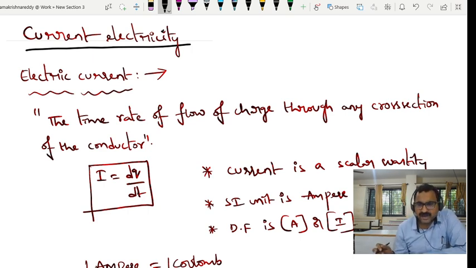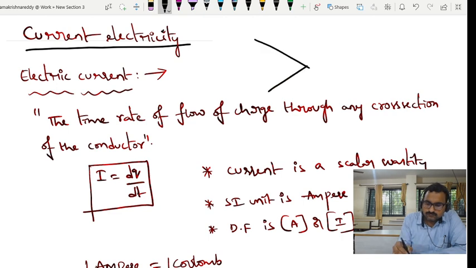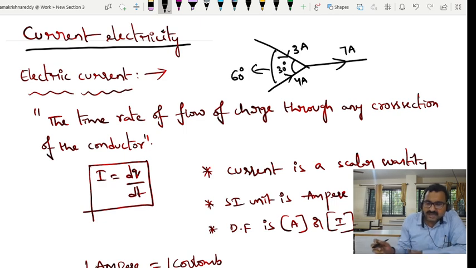Even though current has both magnitude and direction, why are we taking current as a scalar quantity? Suppose 3 ampere current is coming, and 4 ampere current is coming, this is totally 7 ampere. If the angle between them is 30 degrees, what are we getting? Same, 7 ampere. If you make it 60 degrees, how much are you getting? Again 3 plus 4, 7 only.